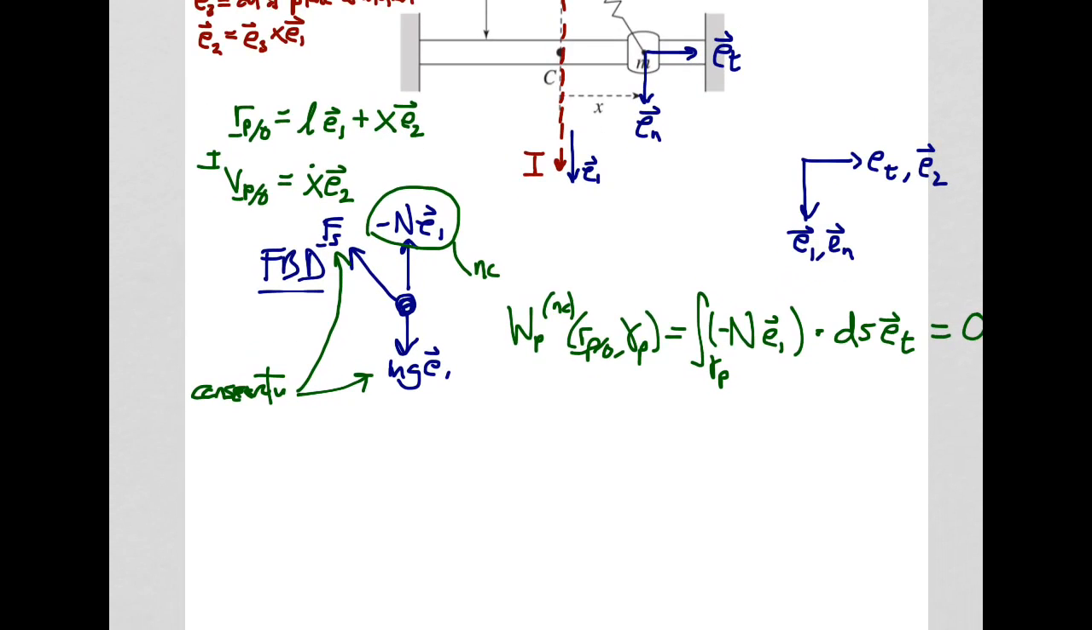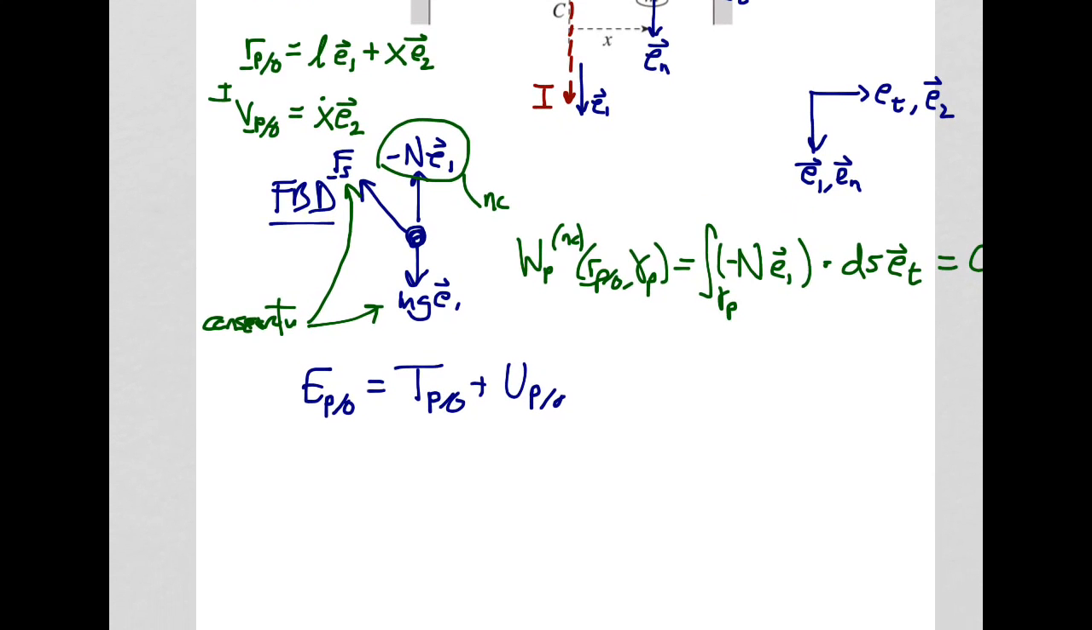So let's find our expression for our total energy. E of P with respect to O is equal to T of P with respect to O, plus our potential energy, U of P with respect to O. The kinetic energy T is equal to 1/2 mass times the norm of our velocity, P with respect to O observed in the inertial reference frame, squared, which is equal to 1/2 m x dot squared.